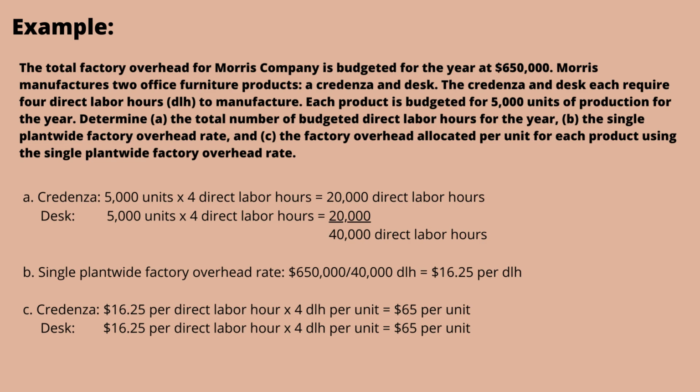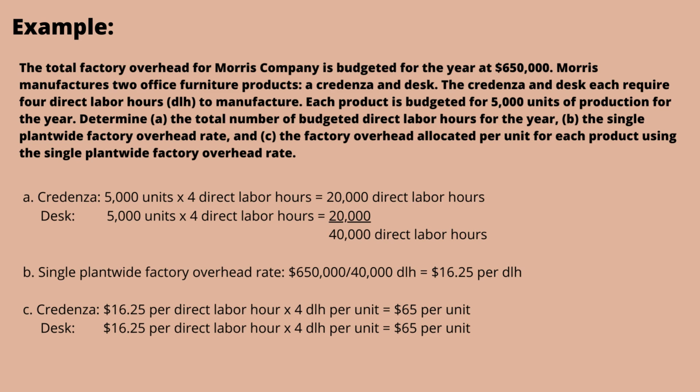An example of computing using the single plant-wide factory overhead rate method is the case of Morris Company. The total factory overhead for Morris Company is budgeted for the year at $650,000. Morris manufactures two office furniture products, a credenza and a desk. The credenza and desk each require 4 direct labor hours to manufacture. Each product is budgeted for 5,000 units of production for the year.